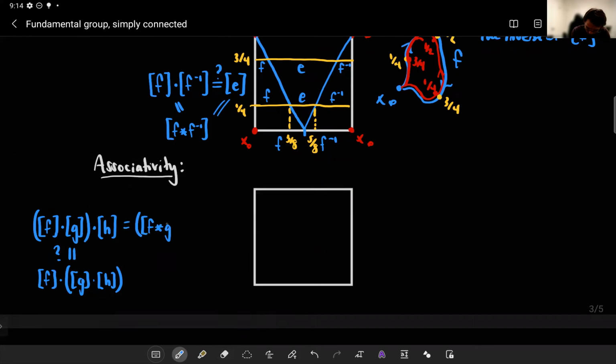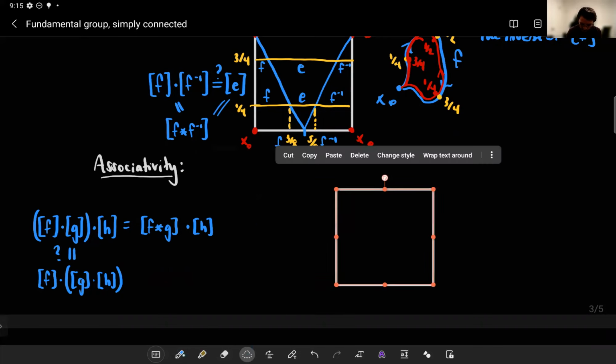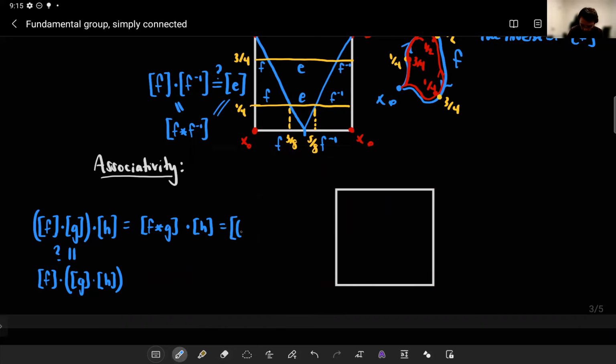concatenate F and G, then take their homotopy class, and then, I guess I don't need parentheses at this point, multiply that by H. But that, in turn, is equivalent to saying, well, I already had F concatenate G, now I'm concatenating H. Okay, and looking at this is saying we concatenated these first.